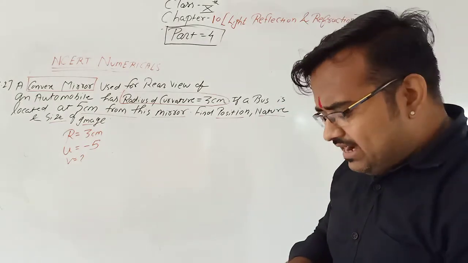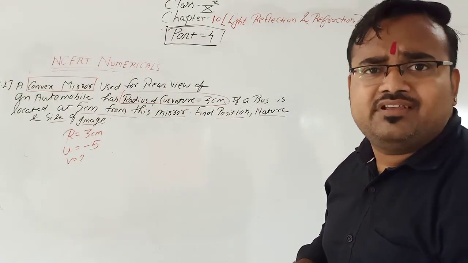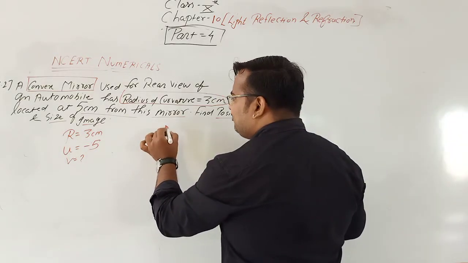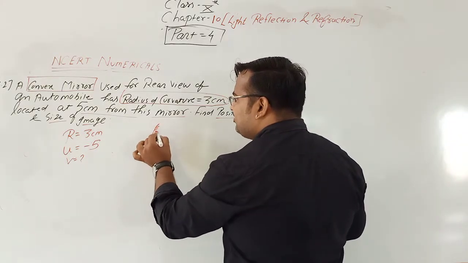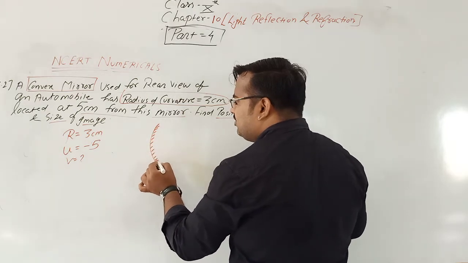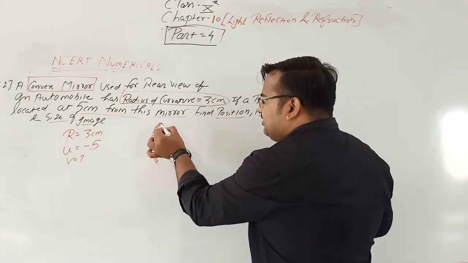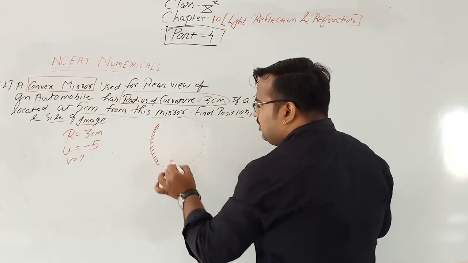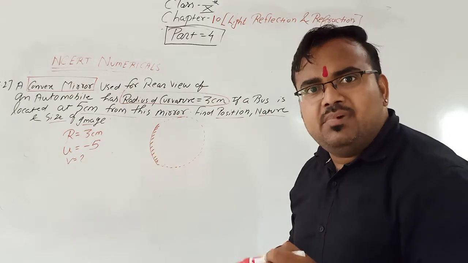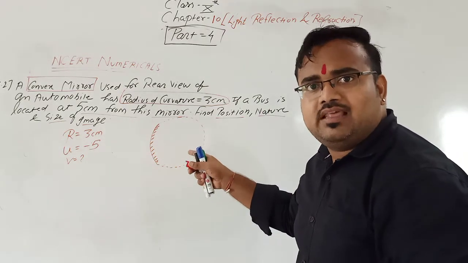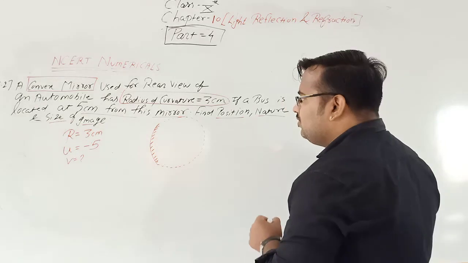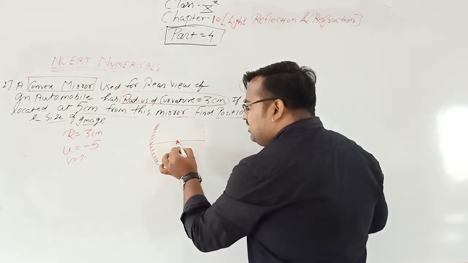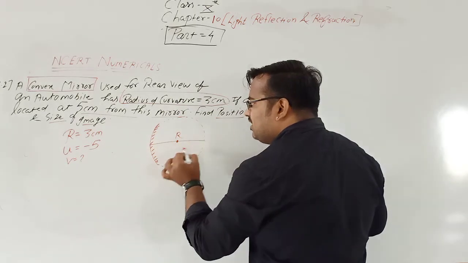So the formula for radius of curvature. What is radius of curvature actually? See, suppose this is a spherical mirror. This is convex mirror. So its sphere would be like this. It is a part of this sphere. As I have explained, mirror is a part of a sphere. Therefore, it is known as spherical mirror. So suppose this is a diameter. Up to this, this would be the radius of curvature.